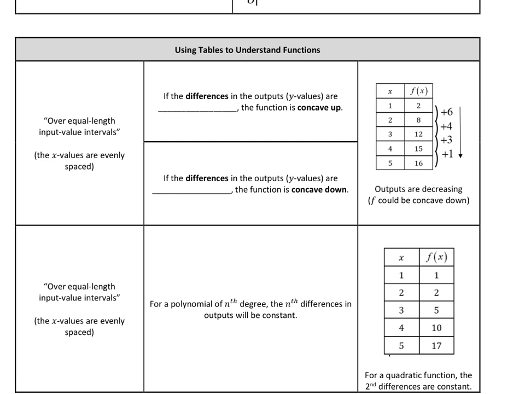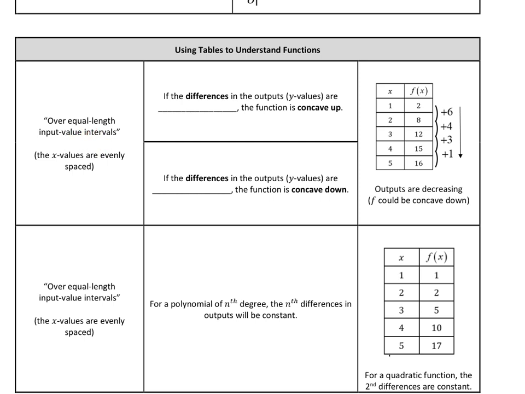It could be 2, 4, 6, 8, 10. That's evenly spaced input values. This is how we're going to want to start saying that the x's are evenly spaced, trying to change our vocabulary to over equal length input value intervals. Tuck that away for FRQs.